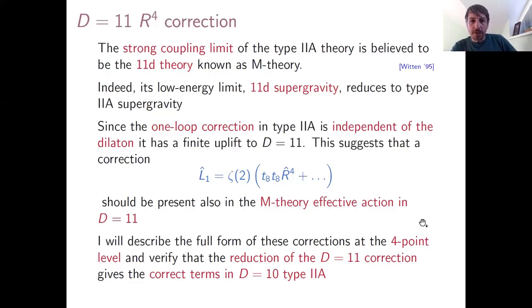What I want to do is to describe the form of these corrections at the four-point level, so the full correction at the quartic level in fields, and to verify that indeed the reduction of the 11-dimensional correction gives the correct terms in 10-dimensional type 2A, up to the overall coefficient, which you have to fix in some other way, because we have no direct way of calculating the M theory effective action.